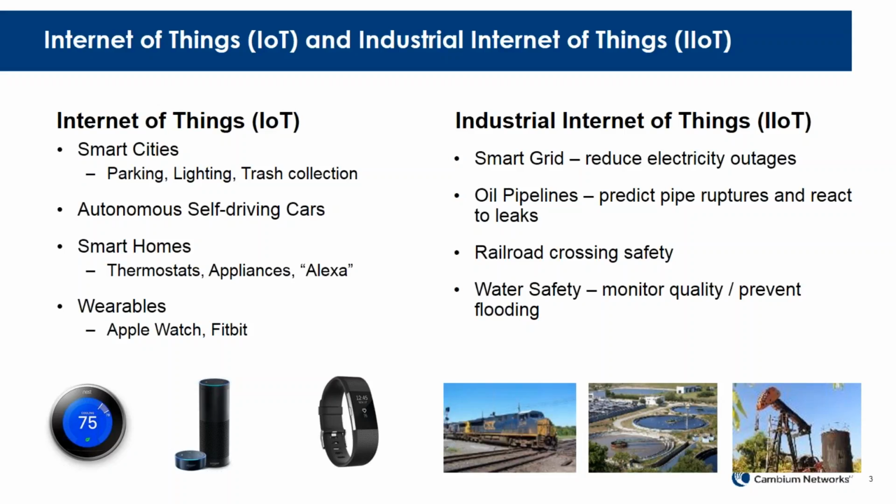Autonomous self-driving cars, that's certainly a big area of Internet of Things. Smart homes, this is where you get closer to what people think about when they think about IoT. You can see the pictures down below. You've got a thermostat that's connected to the Internet, appliances like a washing machine or a refrigerator, the Alexa or Echo from Amazon, and then certainly wearables, things like the Apple Watch and the Fitbit, anything that you wear on your person that's, again, using sensors to connect to the cloud. But what we're going to talk about in this session is on the right-hand side, which is a subset of the IoT, which is really focused on the industrial Internet of Things.